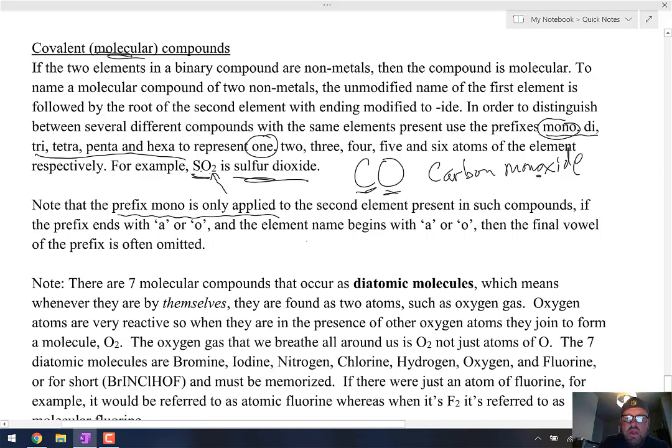Okay, water is a very common one as well. Obviously on the AP test they're going to call it water, but just for fun, technically the name of water would be dihydrogen, because there's two hydrogens, monoxide, because there's one oxygen at the end. So the chemical name of water technically would be dihydrogen monoxide.